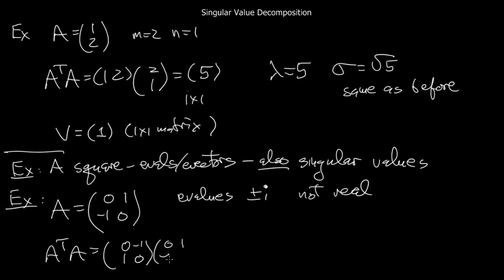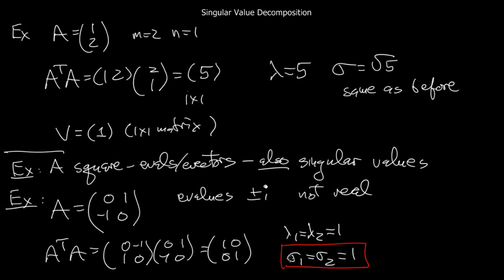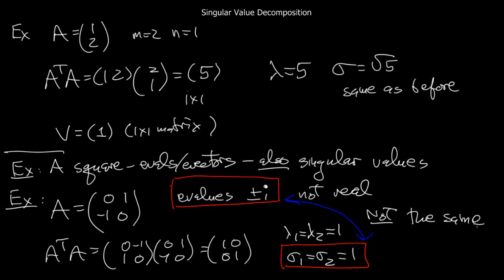Now if you do the singular value decomposition and you take A transpose A, you get the identity matrix. So the singular values, there are 2 of them, and they're both 1. And so these singular values, which are 1, don't have anything to do with these eigenvalues, which are not even real. So these are really not the same. So don't make the mistake of thinking that for square matrices, singular values are the same thing as eigenvalues.